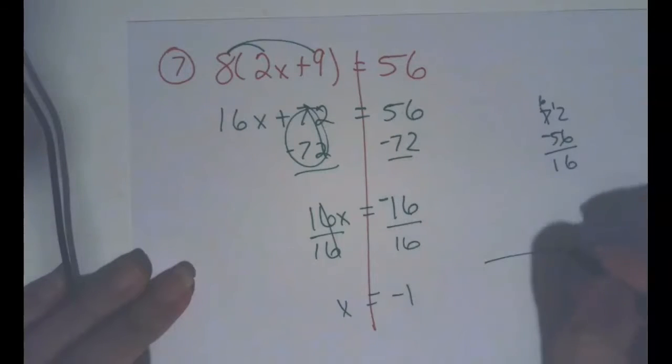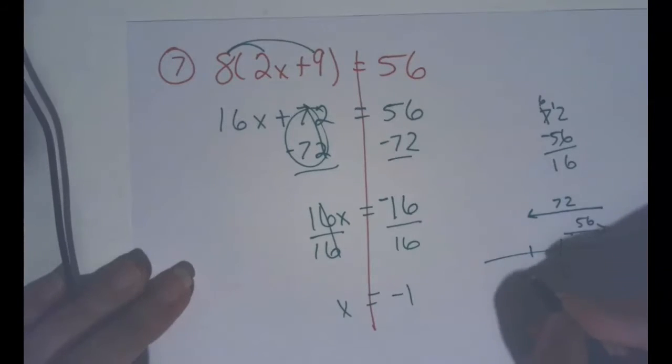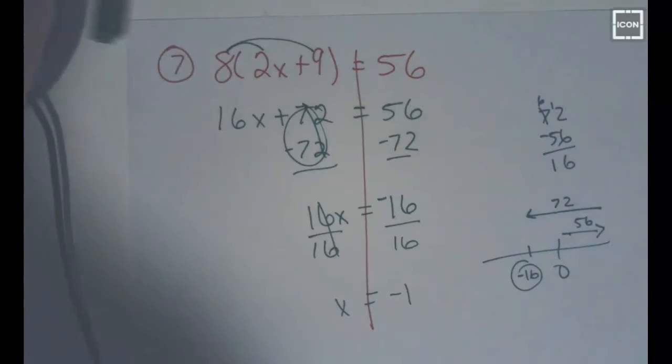Now if you wanted to kind of sketch this part, you could go 56 to the right, and from there 72 to the left, and you know you end up at negative 16. Just a little bonus. All right.